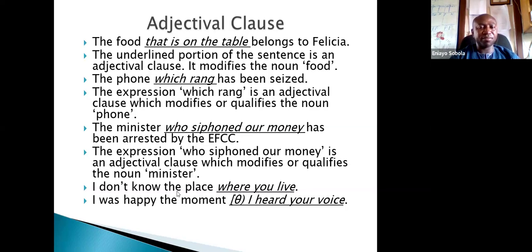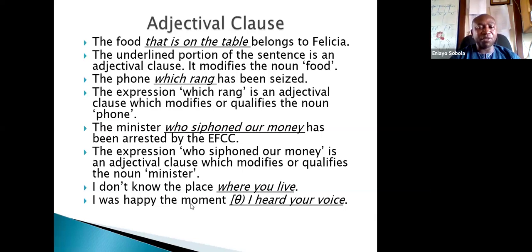So let's look here. I don't know the place where you live. Where you live here is also a relative clause, which modifies the noun place, because where you live is actually talking about place.